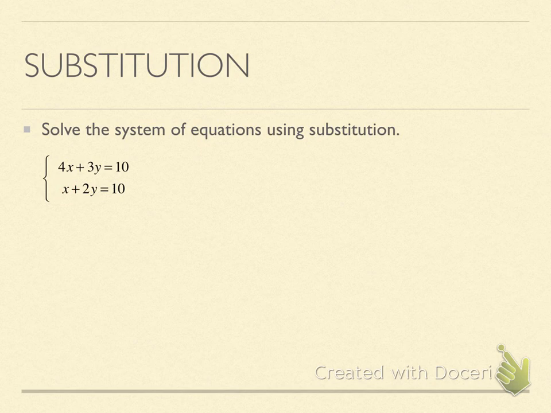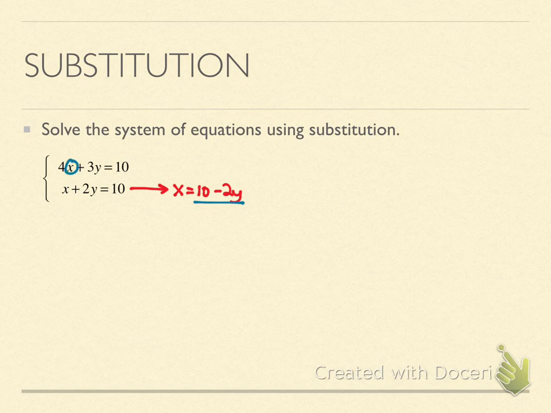So I'm going to take this equation right here, and I'm going to solve it for x by subtracting 2y from both sides. So now x equals 10 minus 2y. If I know that x equals 10 minus 2y, I'm going to take 10 minus 2y and plug it in for x right there.